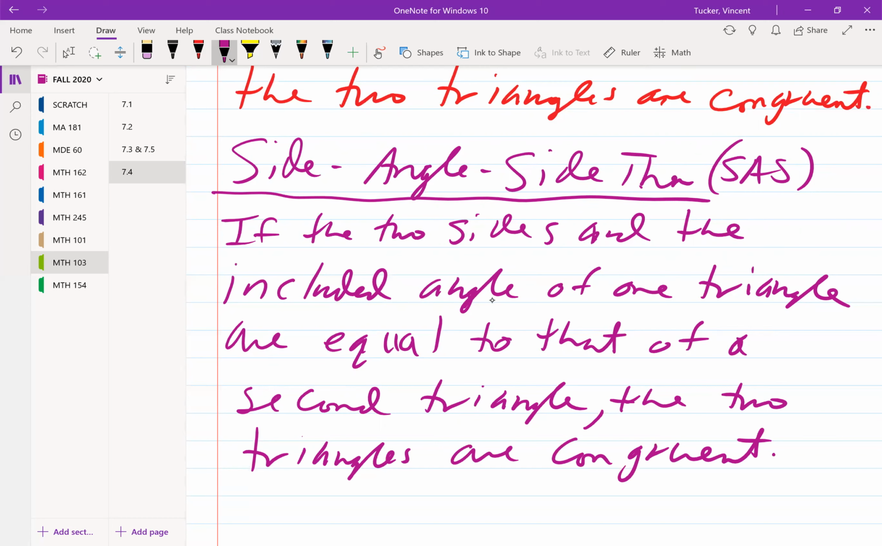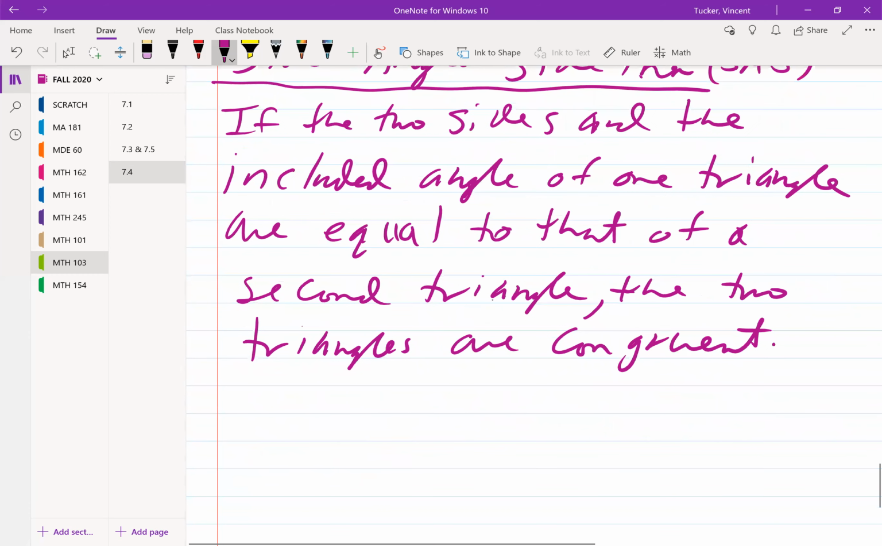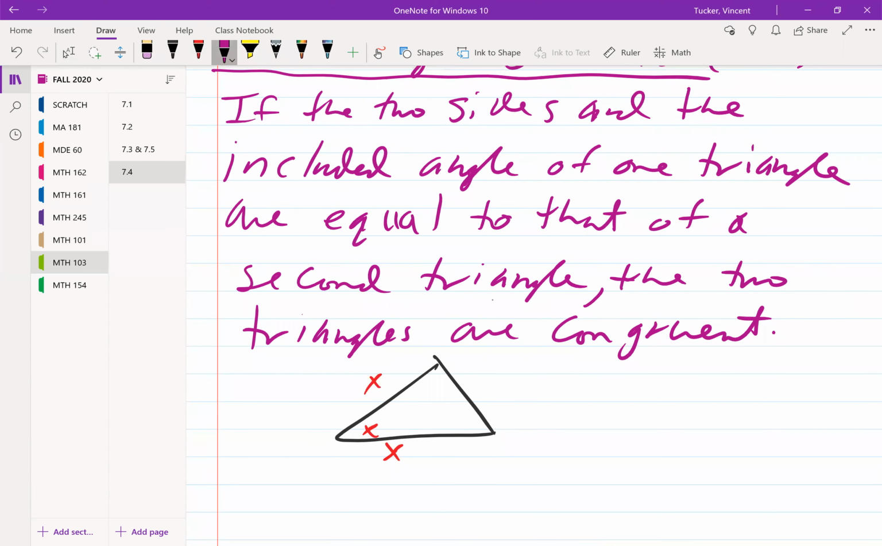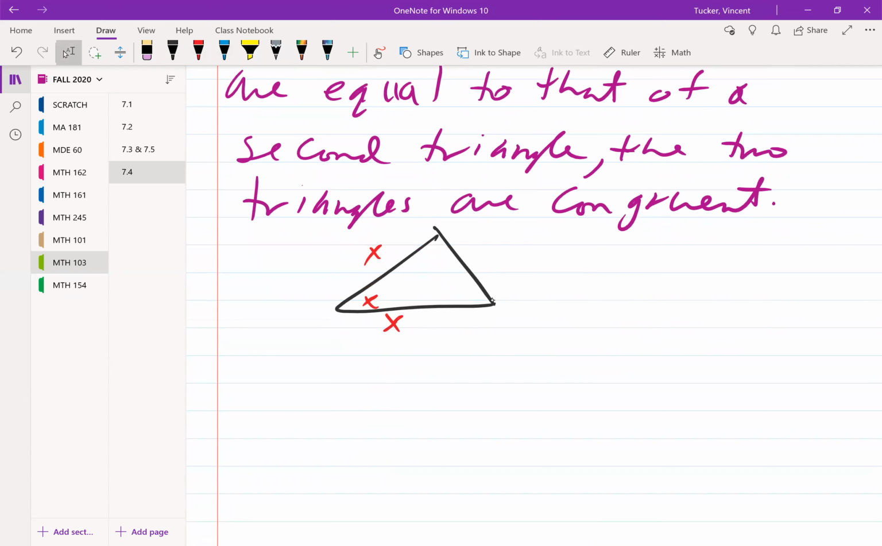All right, if the two sides and the included angle of one triangle are equal to that of a second triangle, the two triangles are congruent. So when you say two sides and the included angle, if you're talking about this side and this angle right here, that's what it means to be an included angle. All right, one more theorem.